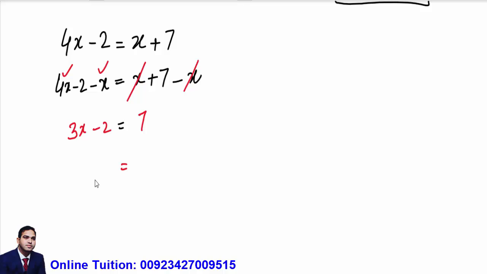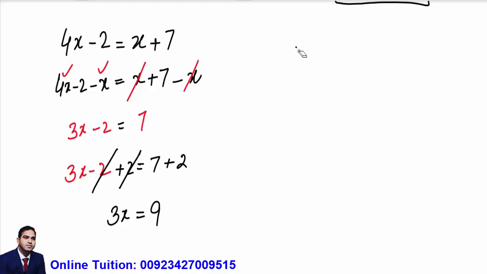Okay, now this 4x minus this x is equal to 3x - 2. Okay, and this is -2, adding 2 on both sides. This is 7, this is plus 2, adding 2 on both sides. Now this is -2, this is +2, this cancels, and now 3x is equal to 9.